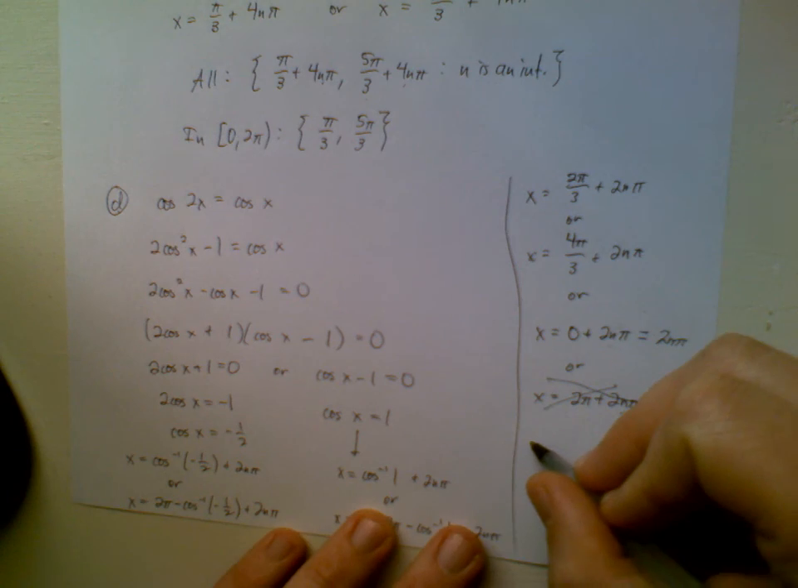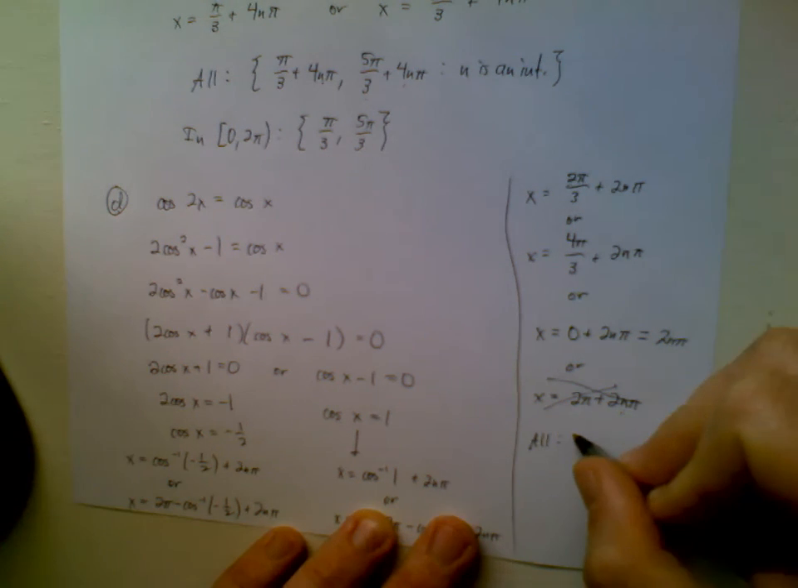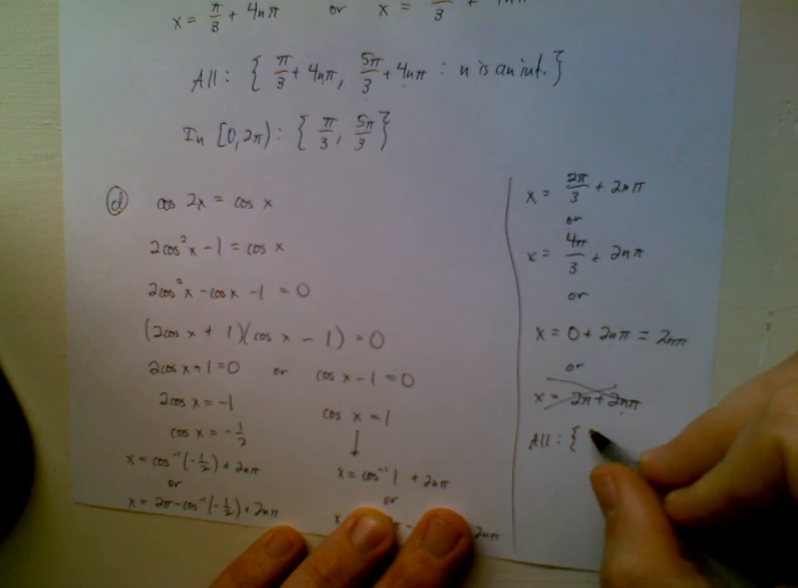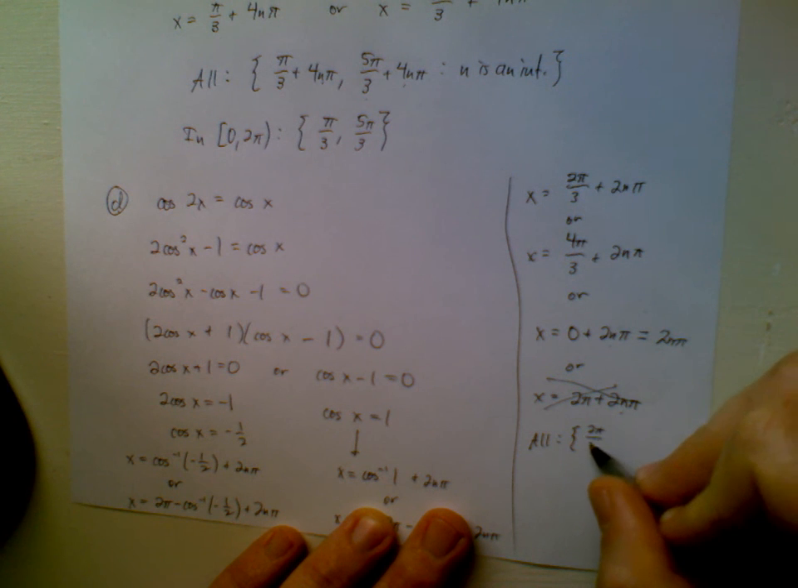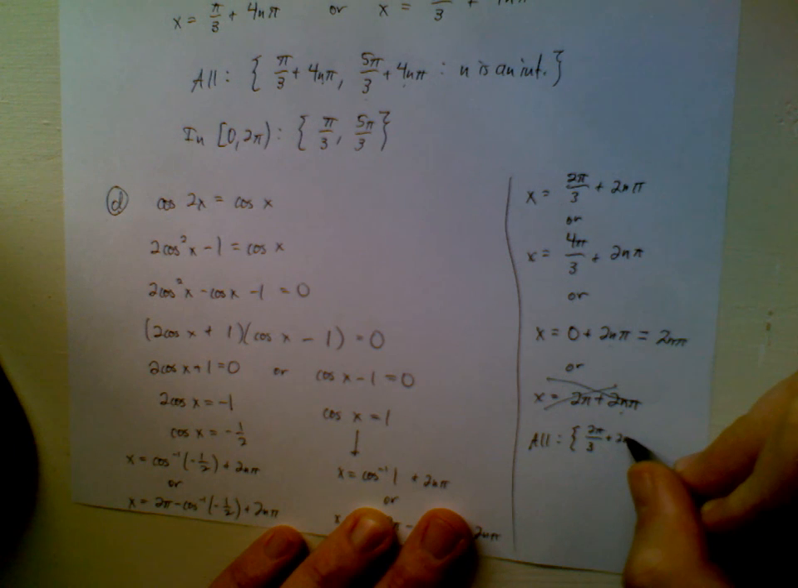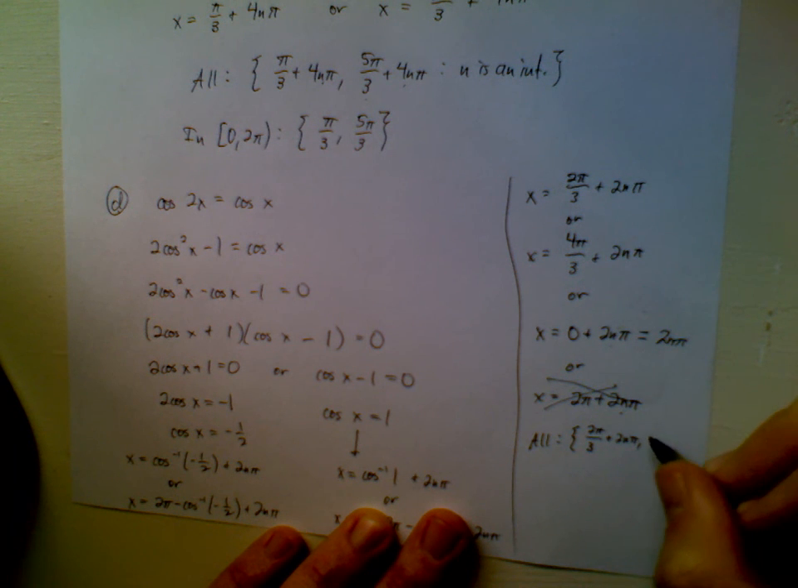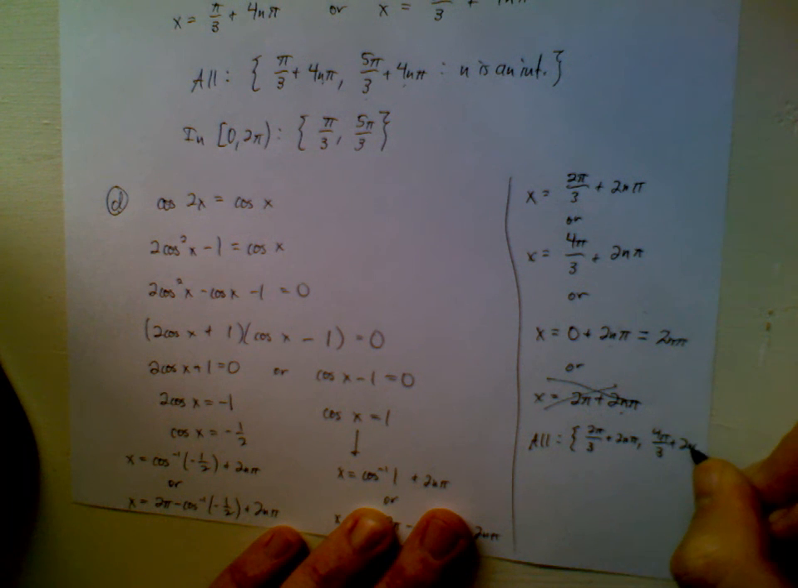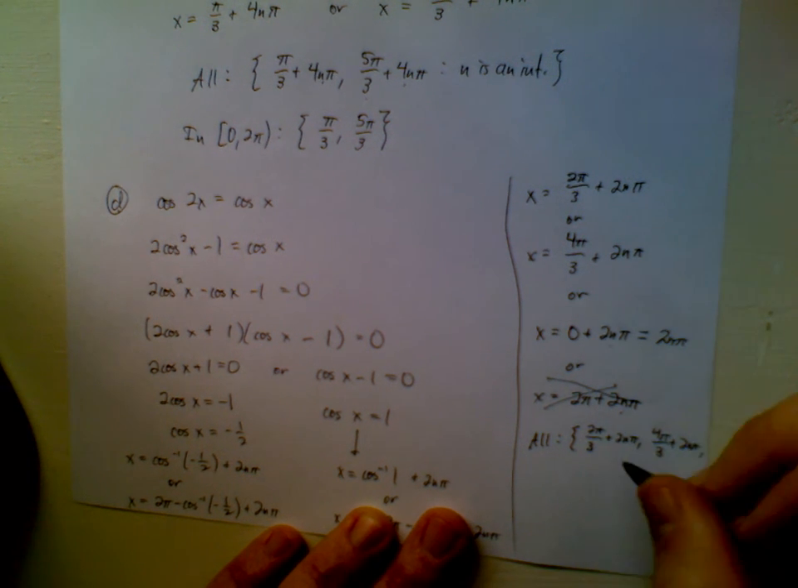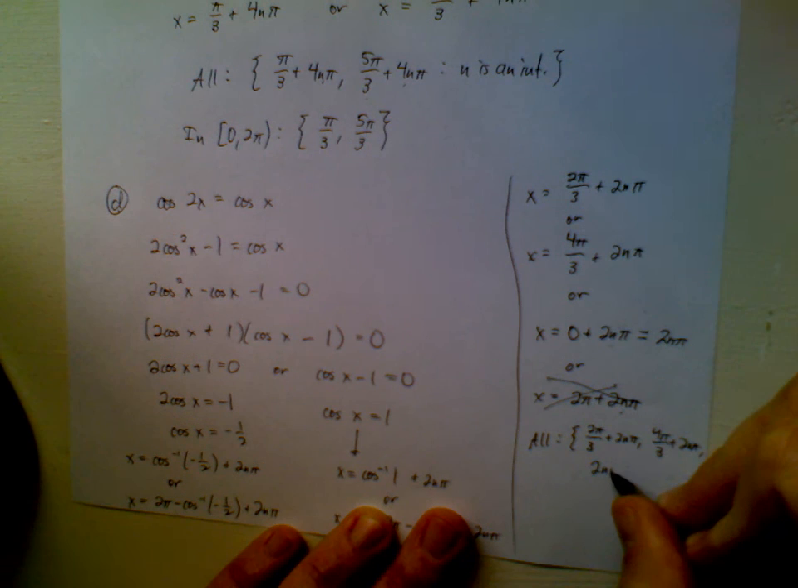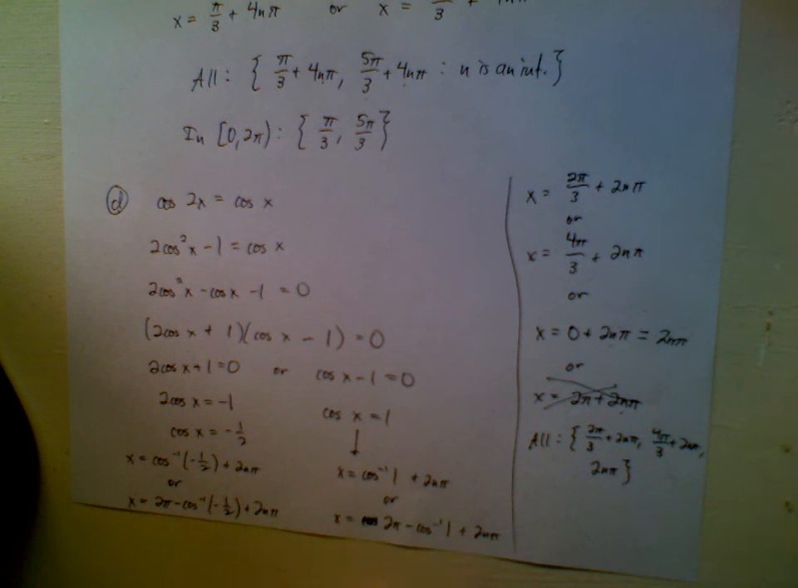So if I'm thinking about all of my solutions, they would be 2 pi over 3 plus 2n pi, 4 pi over 3 plus 2n pi. Sorry for writing so small, I'm trying to cram it all in. Or just 2n pi, where n is an integer.